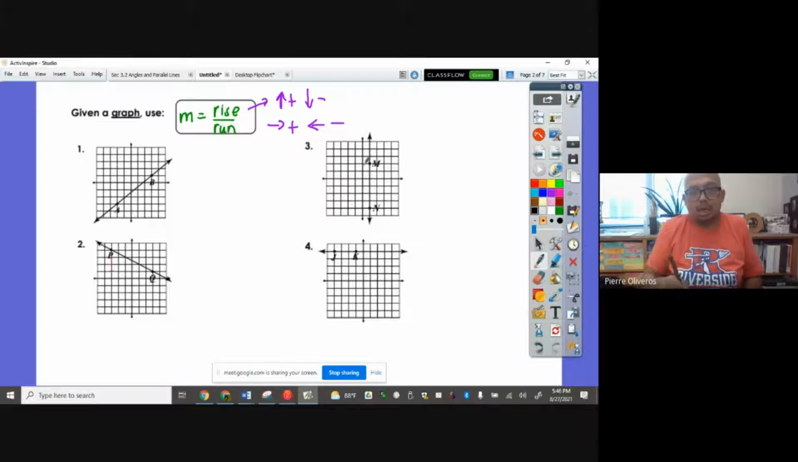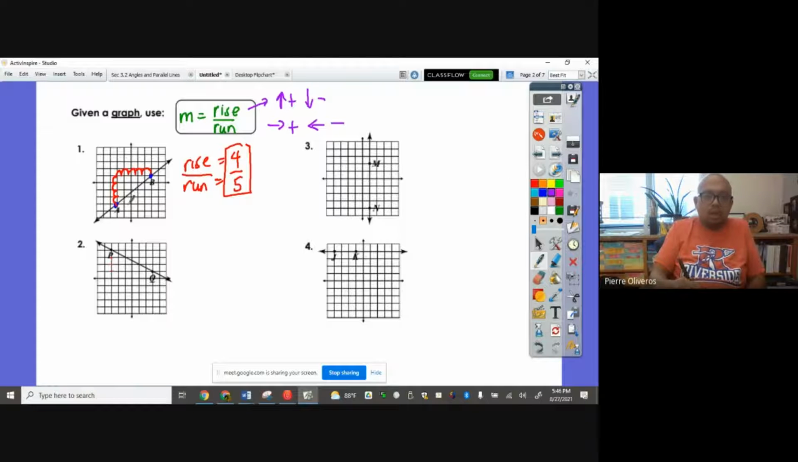So from here, let's say this is number one, this is point A and point B. I always suggest to start with the lower one, so I always go up. From here, I'm going to go up by 1, 2, 3, 4. So I rise 4 units. And from here, I go 1, 2, 3, 4, 5. So the run, I went to the right, so that's positive again, 5. So the slope is 4 over 5. Okay? And we know this is a positive slope. The answer is positive 4 over 5.